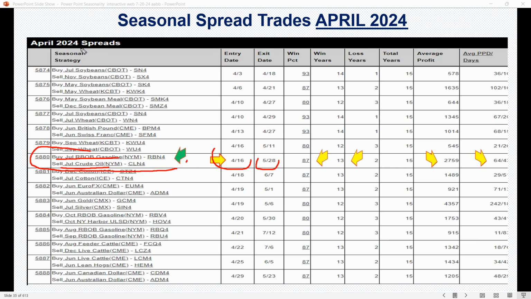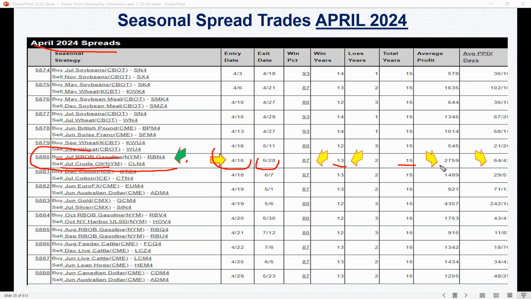But this one, in this time frame, these were the April spreads that came up, this April period. This was what came out when they published it. So this one was the RBOB. Okay, so this one has been a winner 13 over the last 15 years. So it'll give you all the inside stats, and you can go from there.